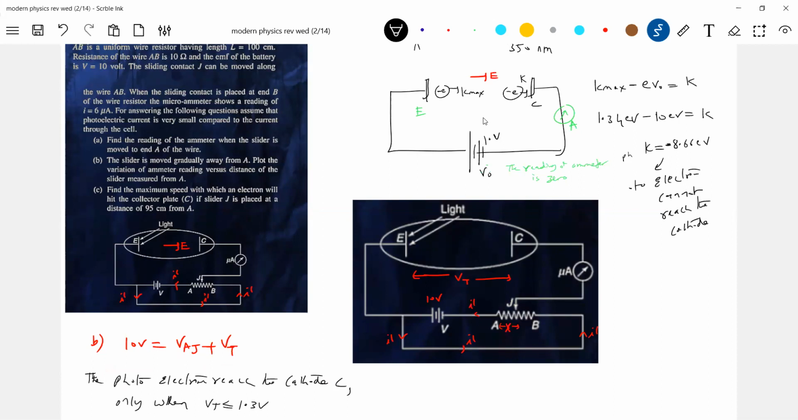So what should be the value of X? X should be 87 centimeter. Will you agree? Is it justified? He's asking, no. When X is greater than 87 centimeters, what do you expect? The drop across the cell will be less than 1.3 volt, so more electrons will come and strike the cathode. So the current will increase. He's asking to plot the graph.